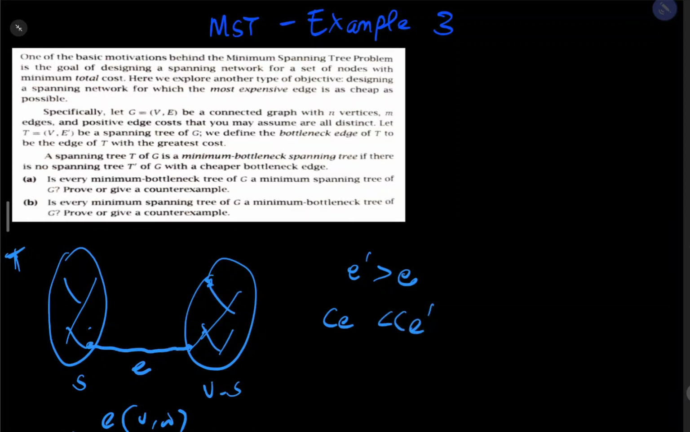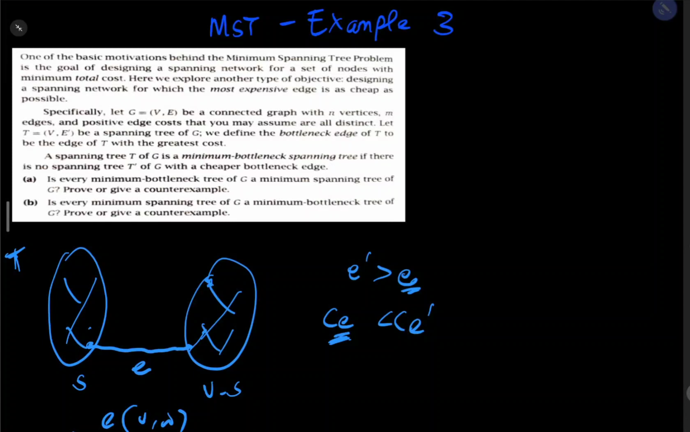If that is so, it also implies that there is no other spanning tree in G with an edge cheaper than E. So this means that the edge E is part of the minimum spanning tree, and that every minimum spanning tree of G is also a minimum bottleneck tree of G. This is because no other edge is cheaper than E, which is the cheapest edge.